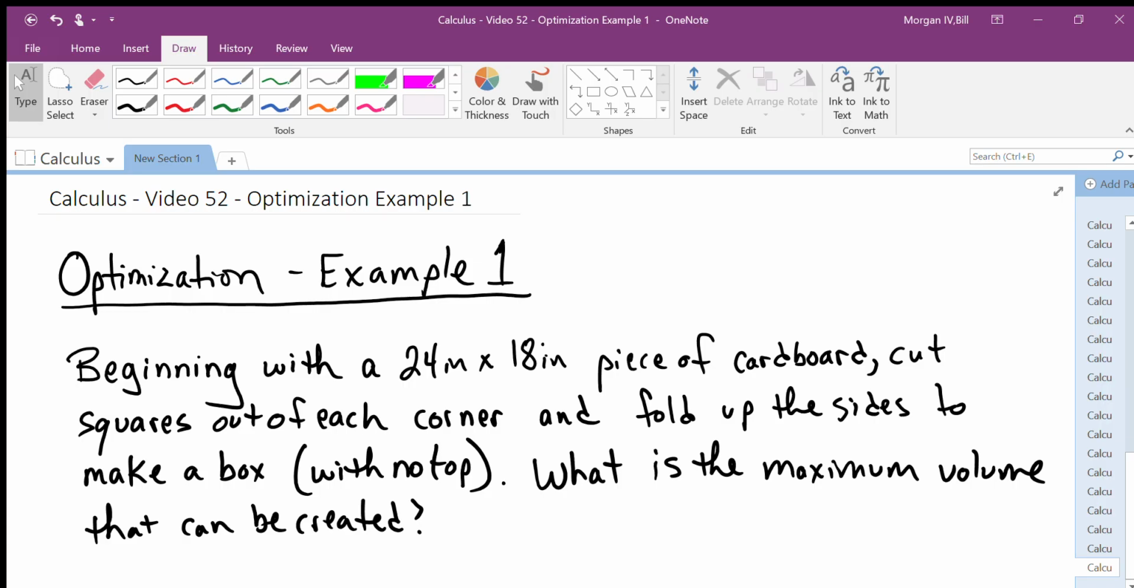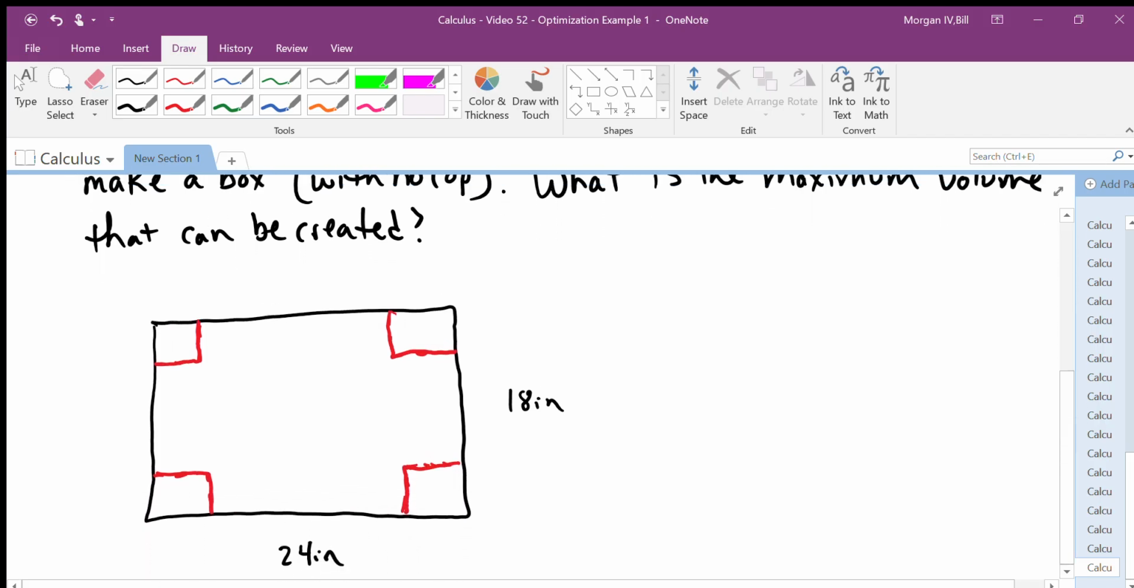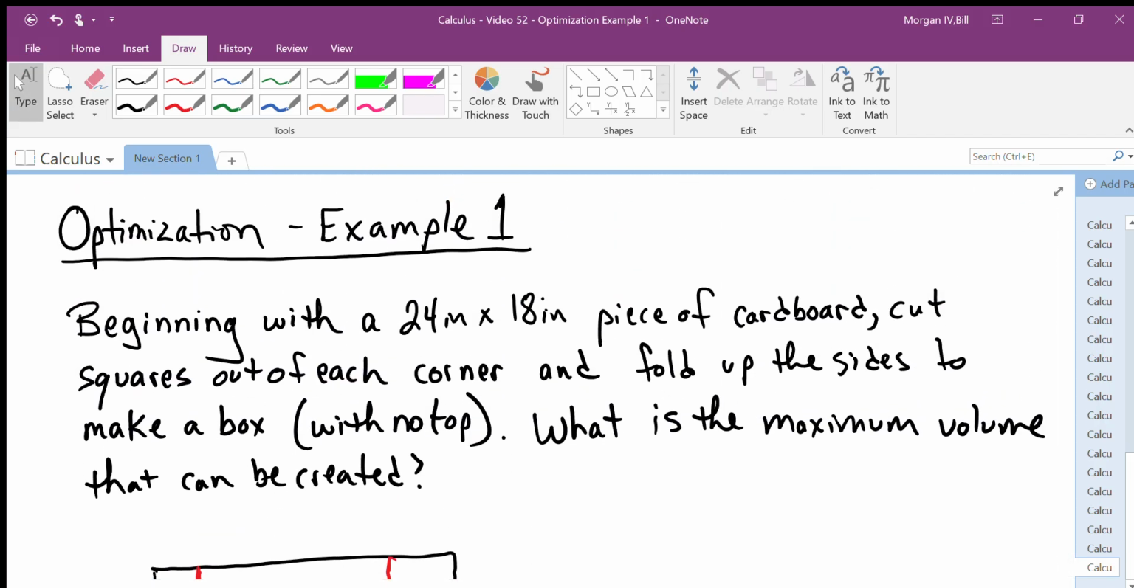So a picture, I'm sure, would be helpful here. So we have this rectangular piece of cardboard. Actually, pause the video, write down the question, and then we'll come back to the picture here.